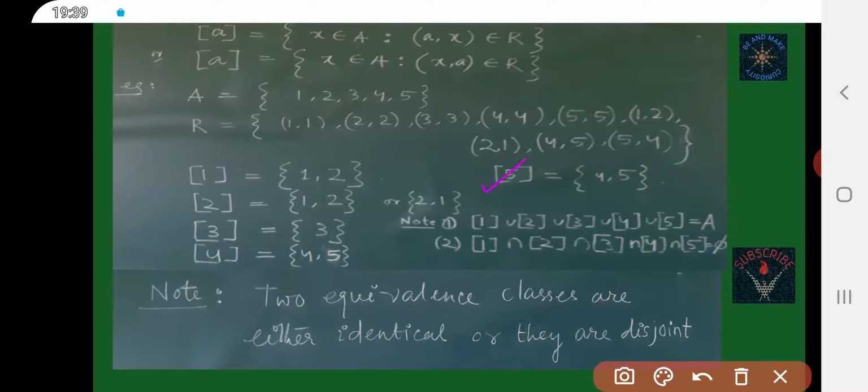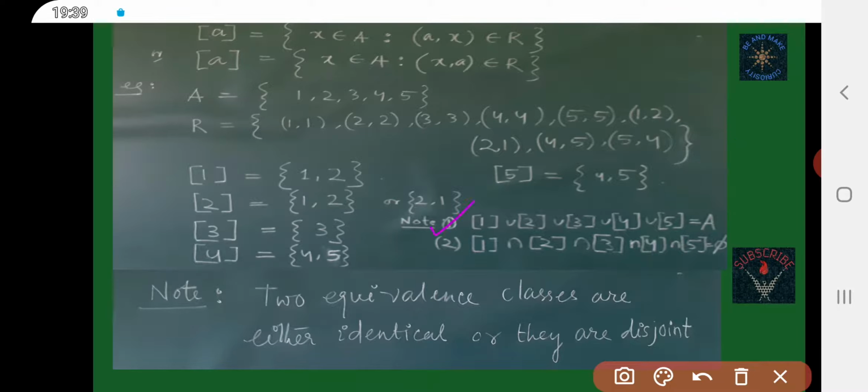Now you find the equivalence class of 5. That means the set of all elements related to 5. 5 is related to 5, yes. Then 5 is related to 4. That means 5, 4. This set. Or you may write 4, 5. Same, okay. So this is your equivalence class of 5.